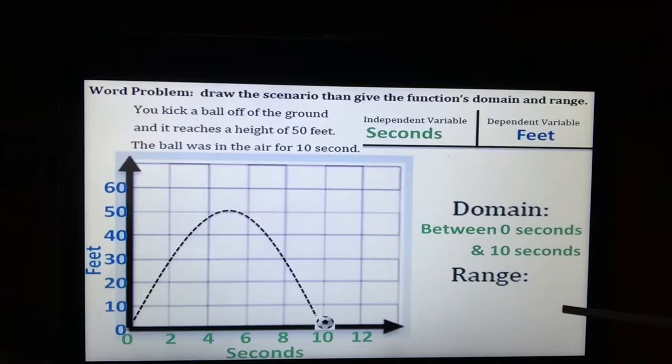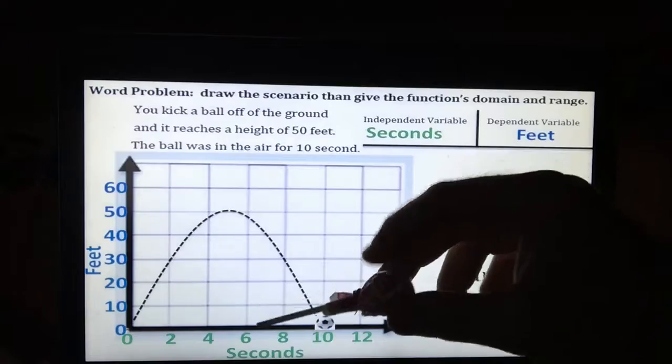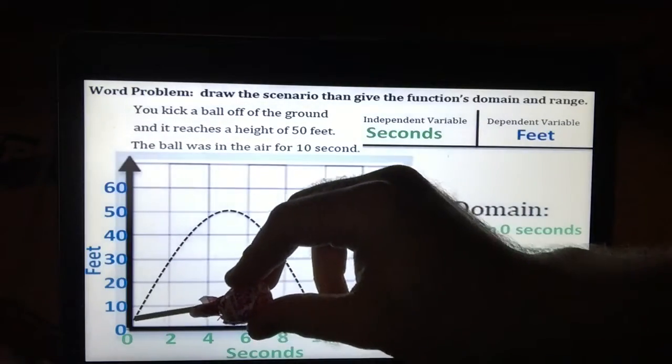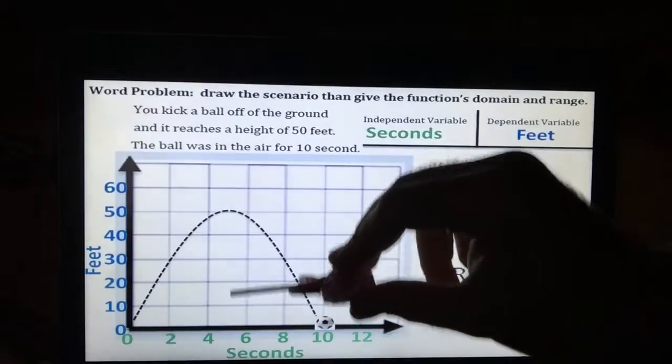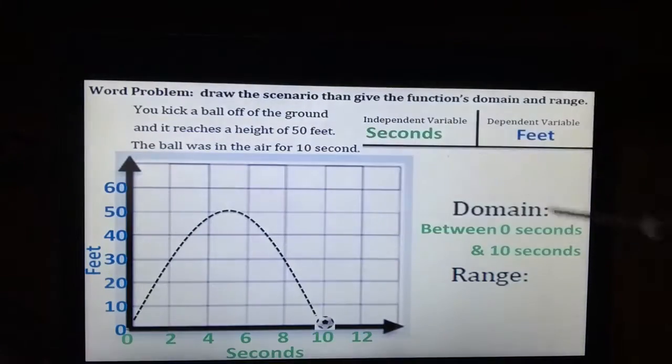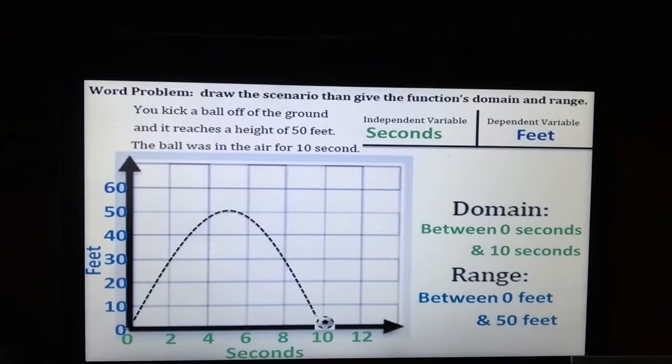The range is very similar because it's going to be a between. The lowest that this ball reaches is 0 feet because it's on the ground, and then the highest it reaches is 50. So the range is between 0 and 50 feet. Okay?